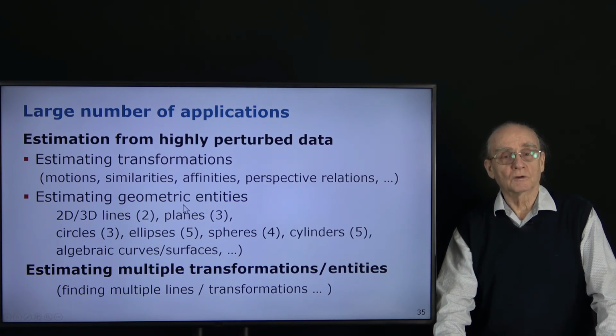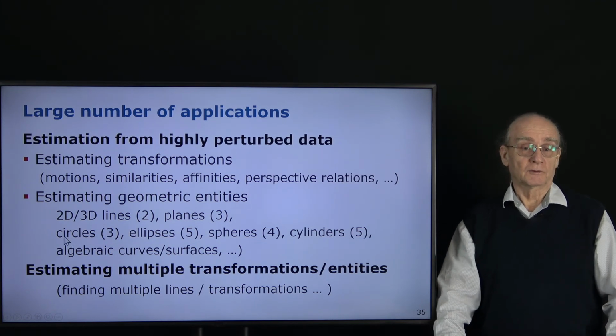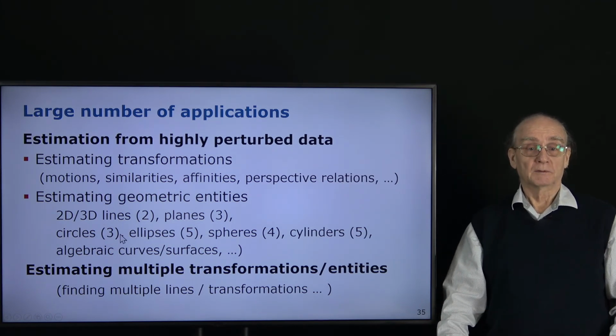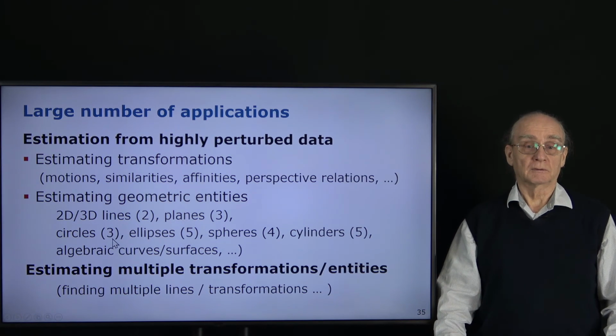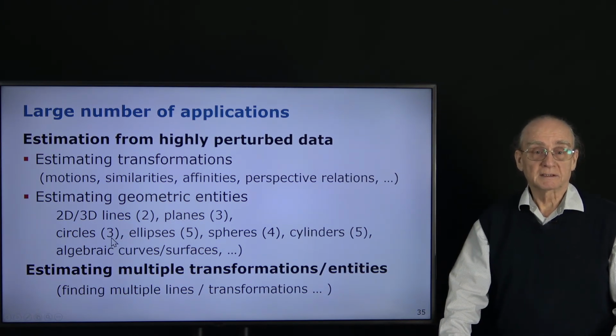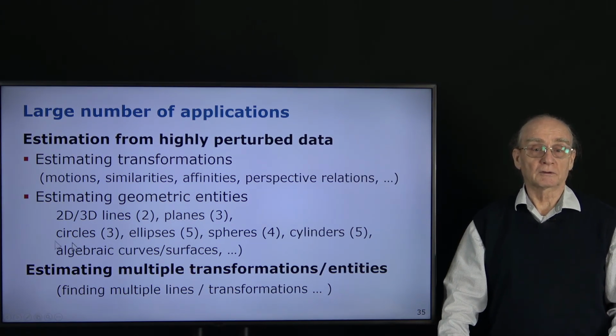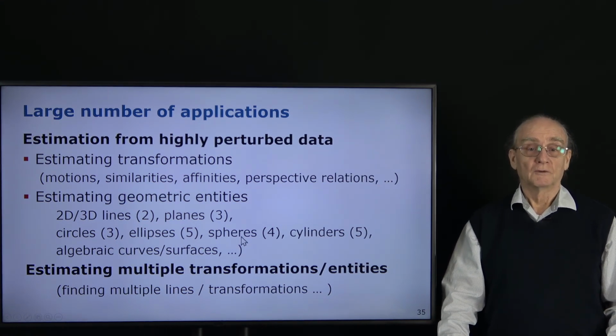We could also use RANSAC for estimating geometric entities. So 2D line, which we saw already, we may use it for 3D line fitting or for plane fitting in 3D. If you have a point cloud, you want to find the planes. You might want to find circles in the plane. In the brackets, you always see the sample size, so you need 3 points for finding a circle, or if you have an ellipse in 2D, you need 5 points. You might find spheres or cylinders in 3D.